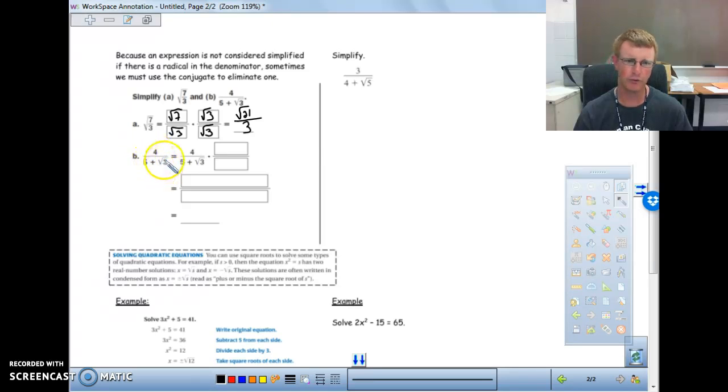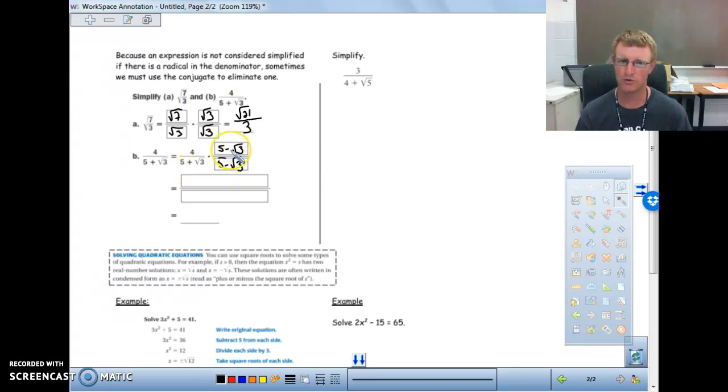In the case where we have a radical on the bottom, but we have something else added or subtracted with it, this is where we do something called the complex conjugate. And the idea of this is that we will multiply both the top and the bottom by the conjugate, which is the exact same thing that you have, except it's the opposite sign. So instead of multiplying by 5 plus the square root of 3, we will multiply by 5 minus the square root of 3.